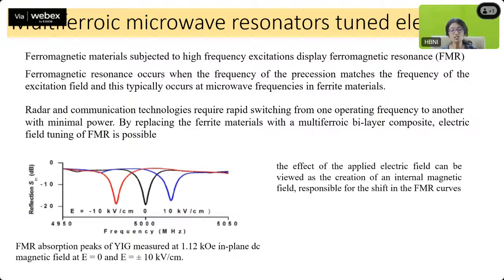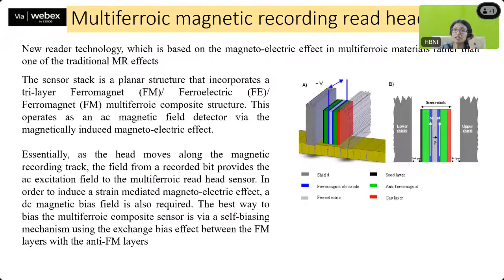Radar and communication technologies require rapid switching from one operating frequency to another with minimal power. So by replacing the ferrite materials with a multiferroic bilayer composite, electric field tuning of this ferromagnetic resonance will be possible. As you can see, the effect of the applied electric field can be viewed as the creation of an internal magnetic field, which is responsible for the shift in these FMR curves. This is how it is going to look and how it is going to work. Now, another very important application for which multiferroics are getting developed is multiferroic magnetic recording read heads.